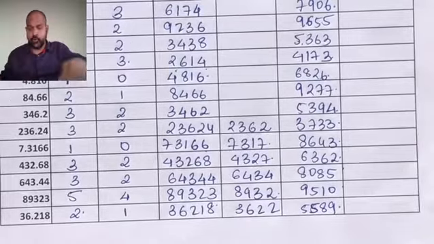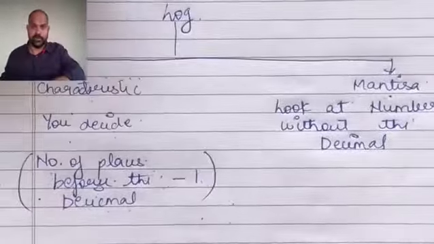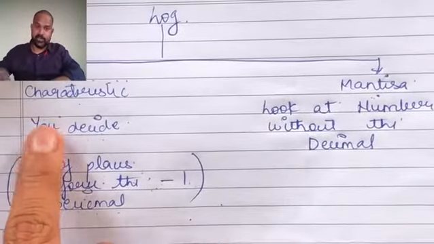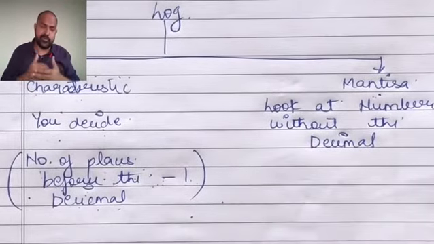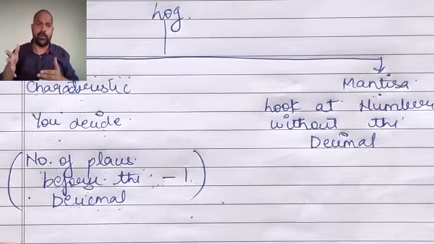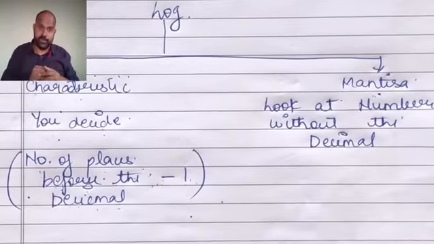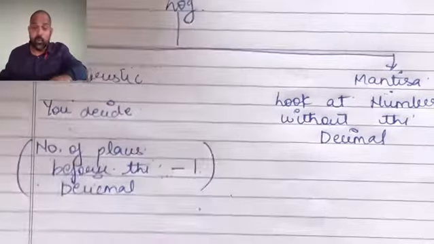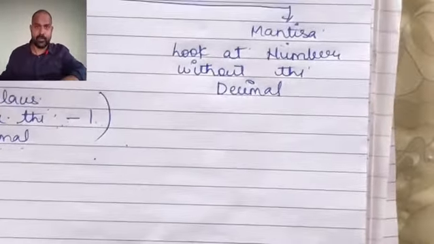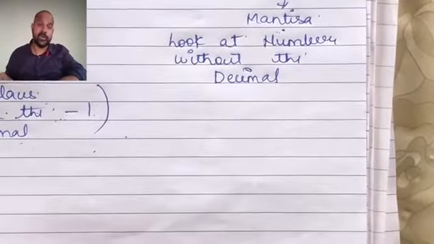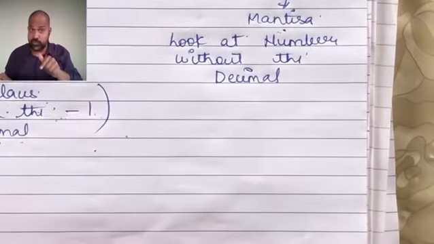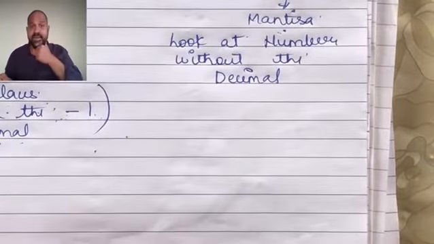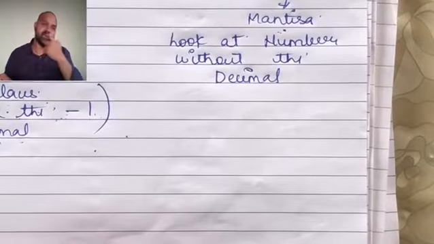So I'm again going to do a quick recap. Log of a number has two parts to it. One part is called the characteristic, the other is called the mantissa. Characteristic you decide. How do you decide it? It is the number of places before the decimal minus 1. Mantissa you get from the table. How do you get from the table? You look at the number without the decimal. But where? You look at the number without the decimal in that table. The first two digits are looked at in the first column, the next digit in the next column, and the next digit in the last column.